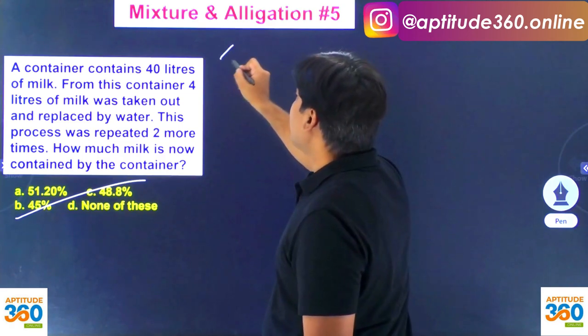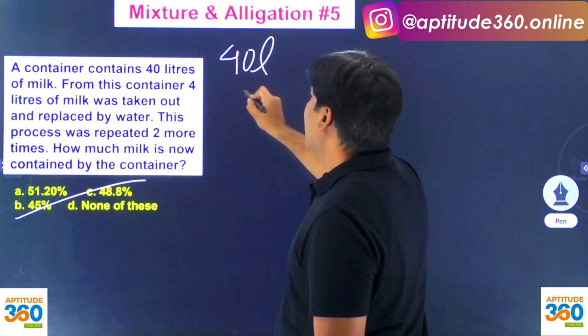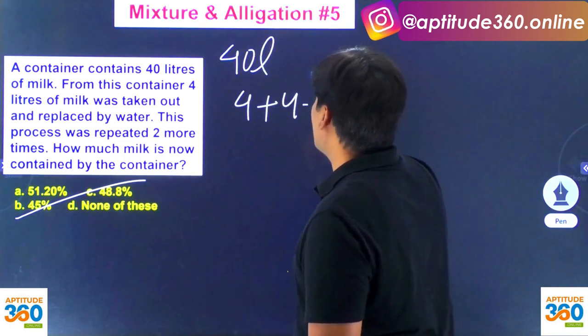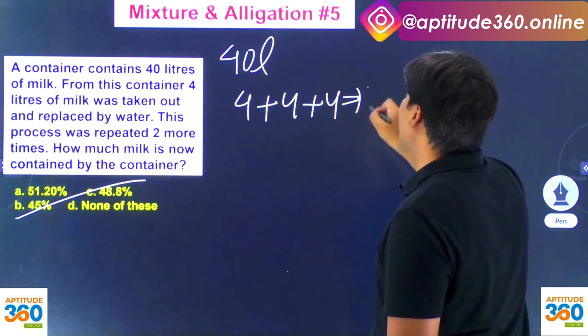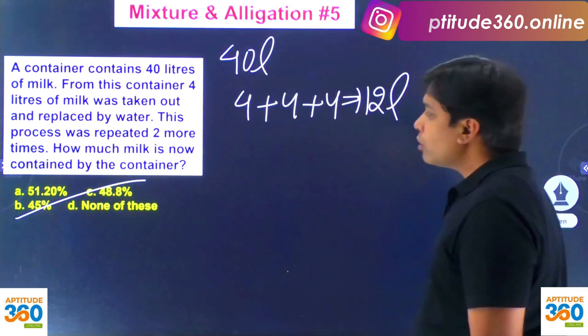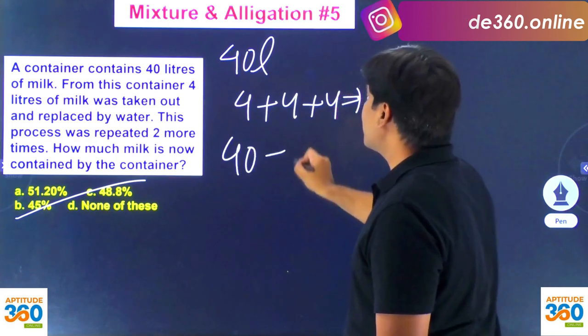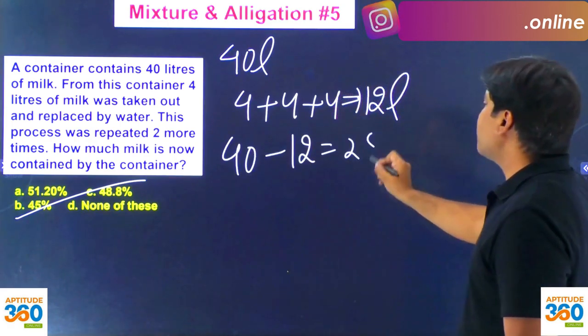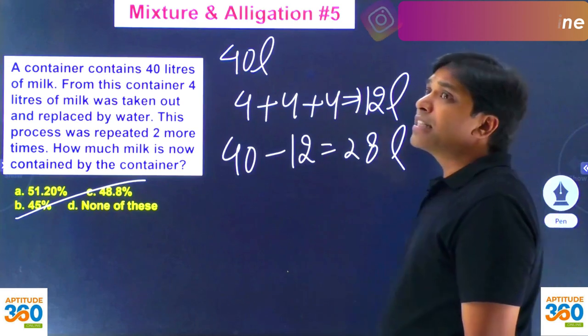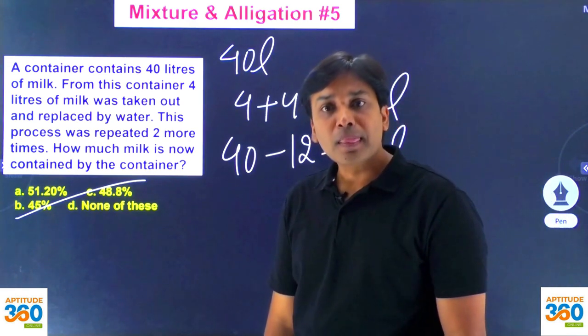There are people who will say that, okay, 40 liters of milk is there. Pehli bar 4 liter gaya, dusri bar 4 liter gaya, tisri bar 4 liter gaya. So 12 liters are gone. So what is that you're left with? You're left with 28 liters of milk. Isn't it dangerous to think this way?